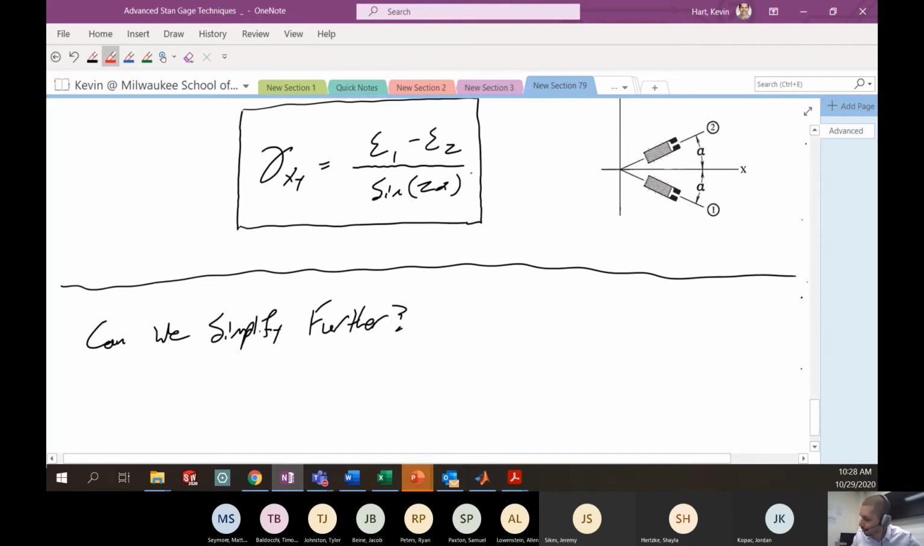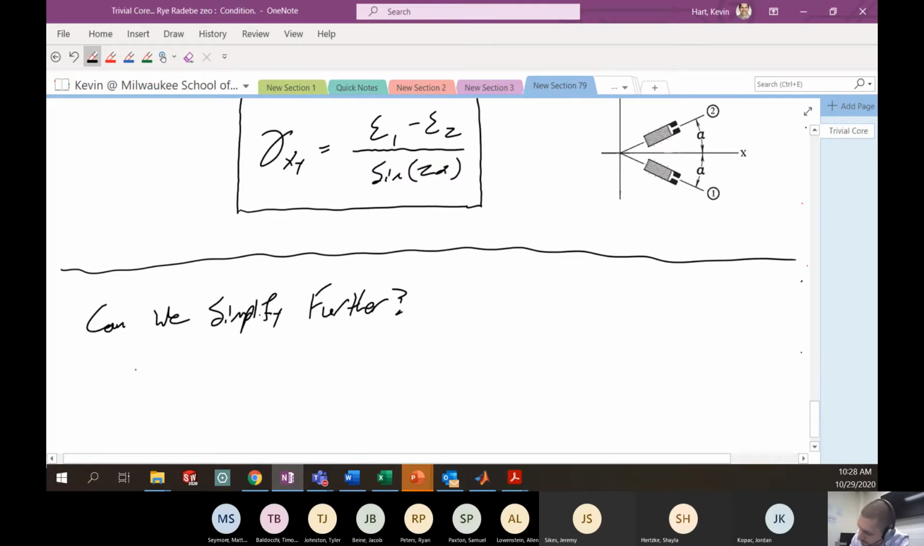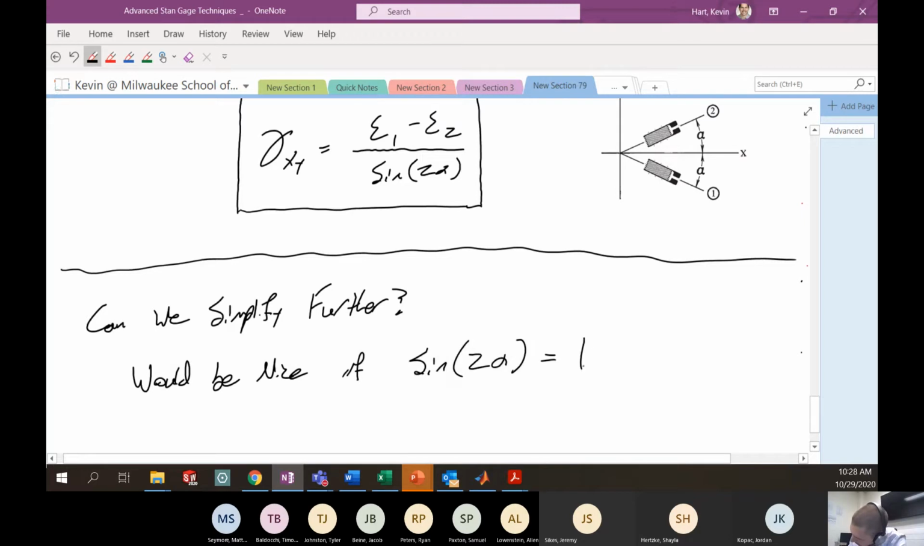Well, it would be nice if this guy here were equal to 1. That would be nice, wouldn't it? Yeah, I think so. If the sine 2 alpha term were equal to 1, that would simplify the situation here, giving us a shear strain gamma xy that was just epsilon 1 minus epsilon 2, just the difference between the 2 gauges. That would be awfully convenient.